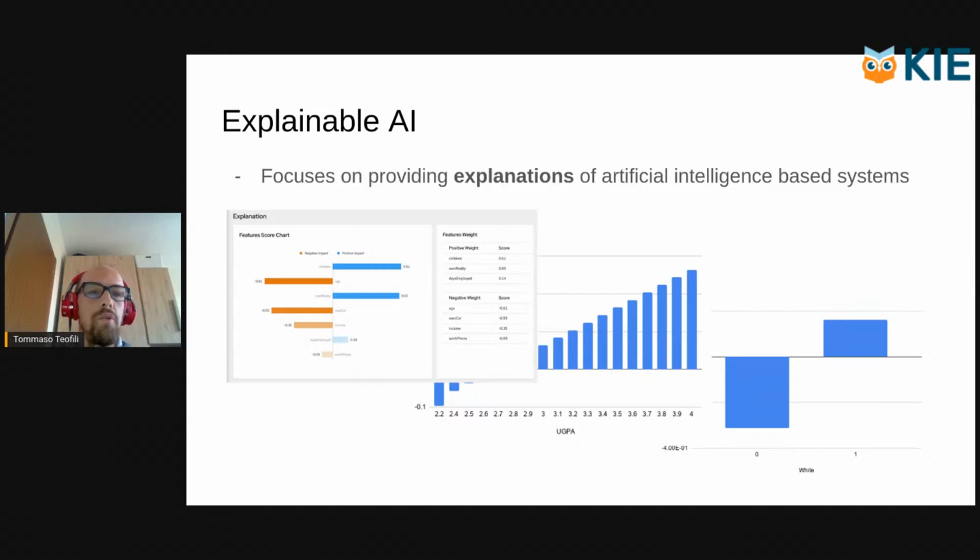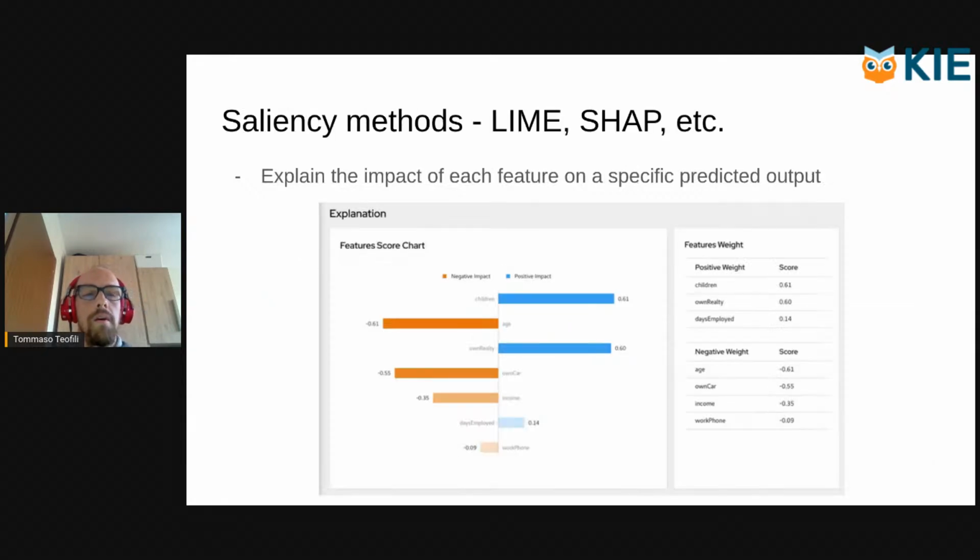So Explainable AI focuses on providing explanations of artificial intelligence-based systems. As we said, these also can include decision services, so DMNs, for example. And here you can see a few different visualizations that are generated as explanations for decision services. When we talk about explanations, there are actually different methods of explanations.